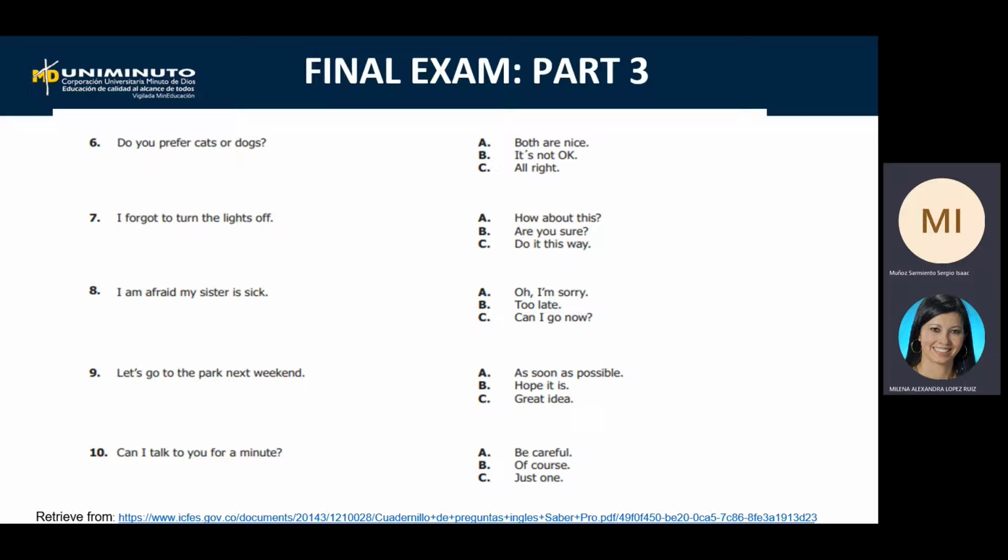I forgot to turn the lights off. Okay, so we chose A, how about this? B, are you sure? C, do it this way. What do you think, Sergio? B, are you sure? Great, great, excellent. Okay, number 8.